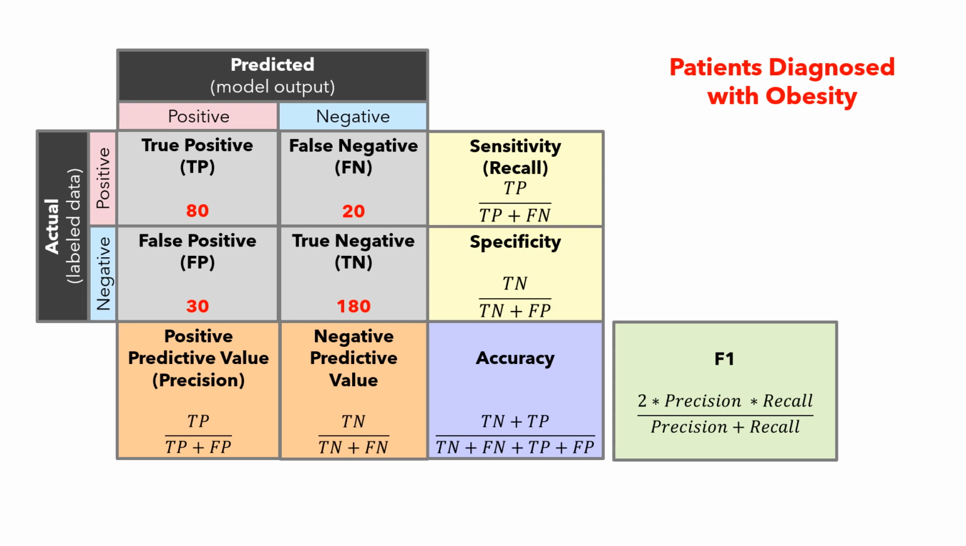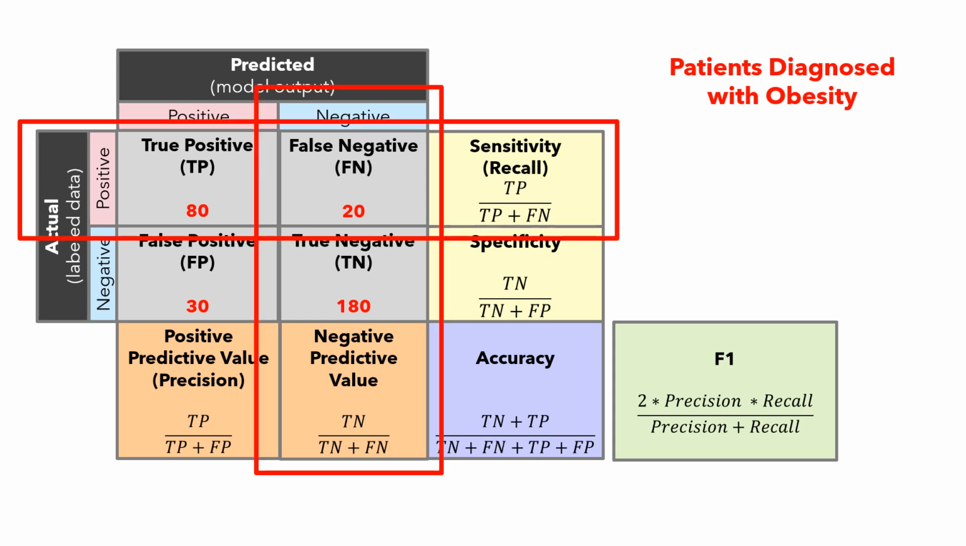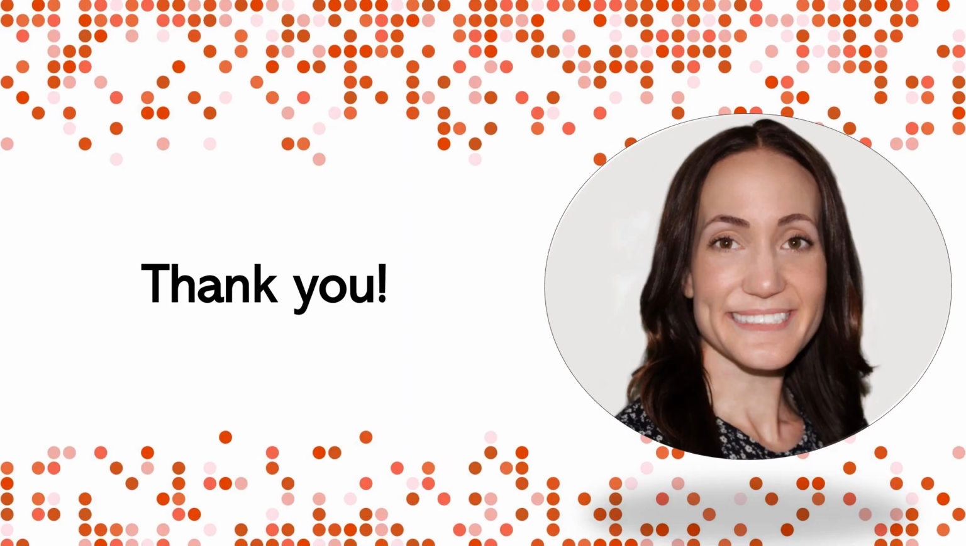Lastly, we have our F1 score, which takes both recall and precision into account. This looks at the balance between the percent we got right out of everyone who developed obesity and the percent that actually developed obesity out of everyone we predicted to. Here we get an F1 of 0.76, and generally anything above 0.7 is considered good, but it really depends on the project that you're doing.